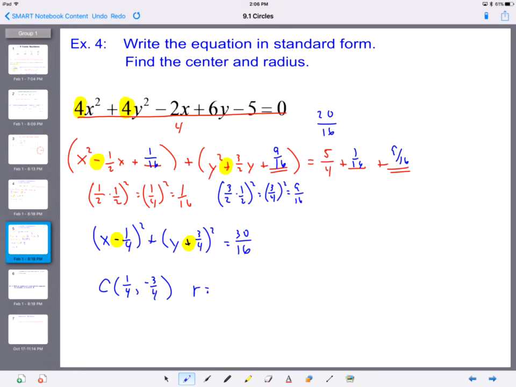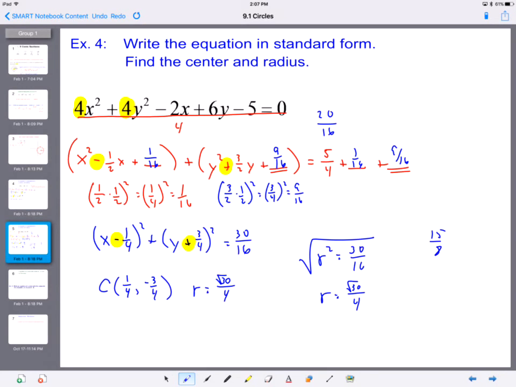And your radius, because your radius squared is 30/16, when I go to take the square root of it, I get r is equal to the square root of 30 over the square root of 16, which is 4. If I would have reduced that to 15/8 and took the square root of that, I would have had to do a lot more to simplify and get that radical out of the bottom. But I noticed that the perfect square of 16 was in the denominator, which made it make more sense just to leave it that way. So the radius is the square root of 30 over 4 for this circle.